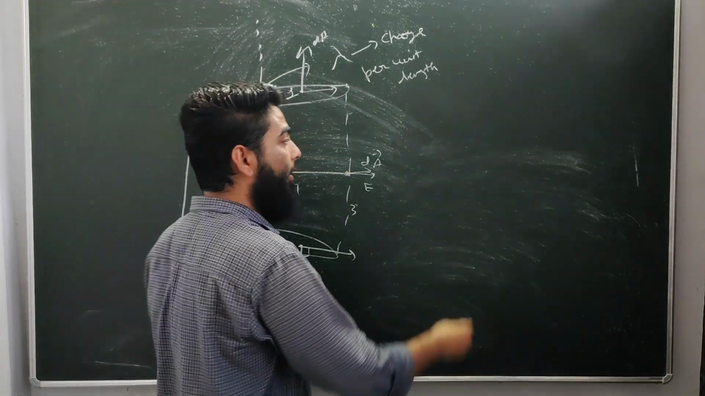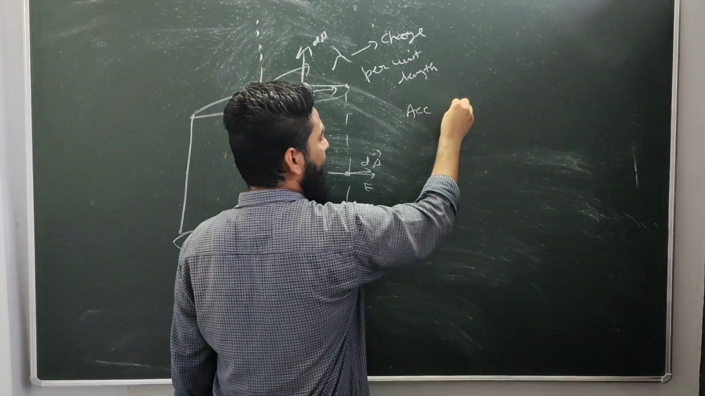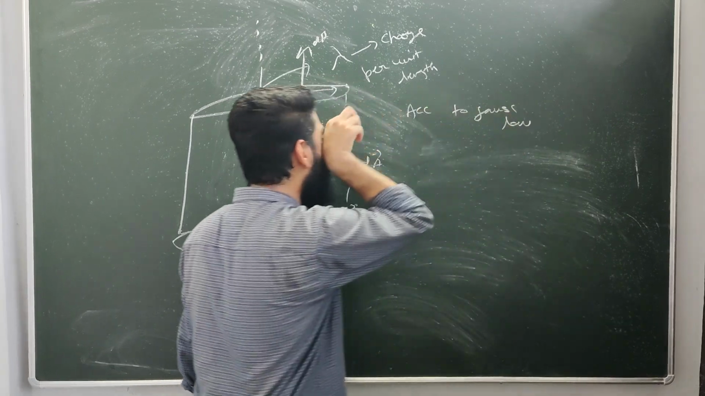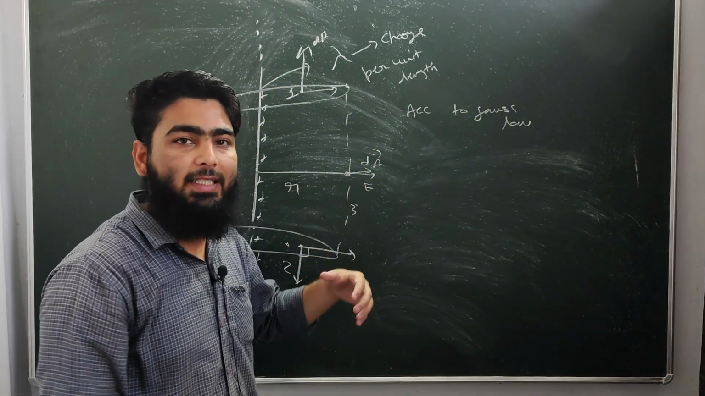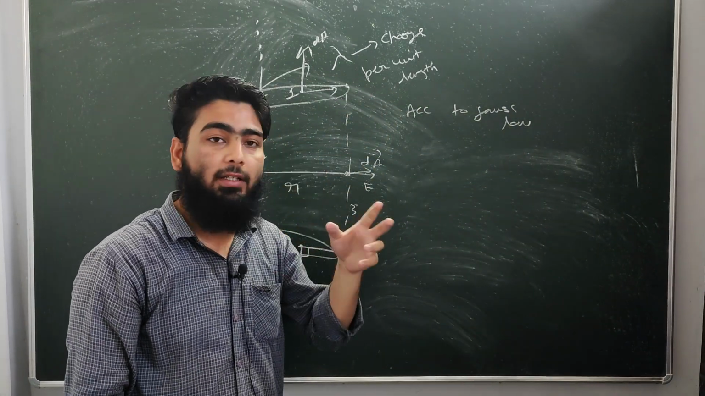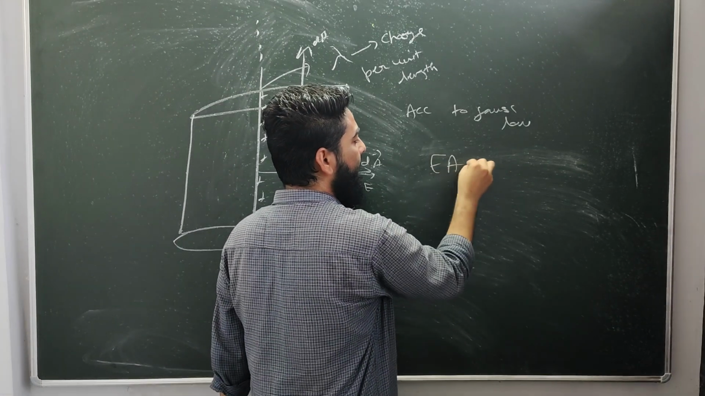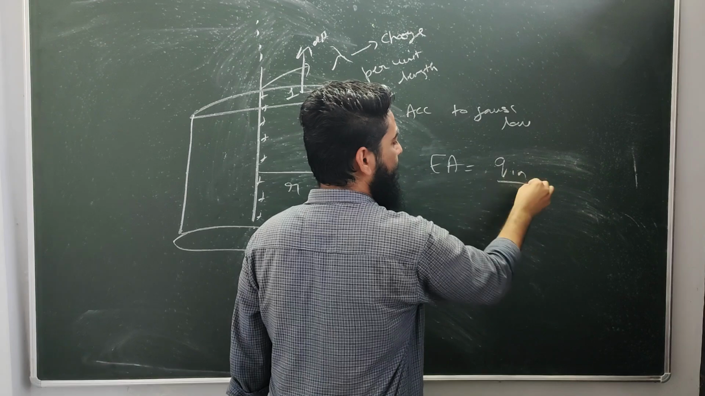Now I will write according to Gauss law. Using Gauss law, both of the fluxes are the same. The two fluxes that you have written by using two different formulas are the same. So I will write E into A equals Q inside by epsilon naught.